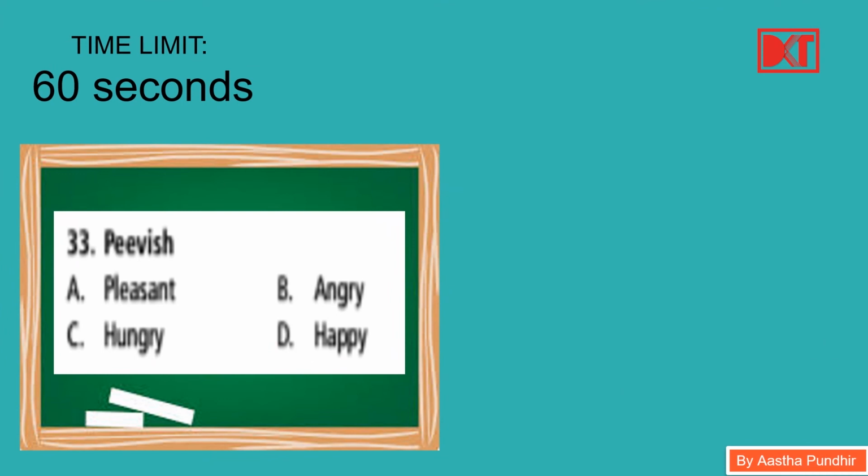Okay, so the next word is peevish. Let's see the options first. A. Pleasant, B. Angry, C. Hungry, D. Happy. Here the correct answer, the peevish synonym, is B, angry. Alright, being irritable and showing your anger. The other words like pleasant and happy could be synonyms of each other. And hungry, you know what it means, which I am feeling right now. Okay, let's move on.